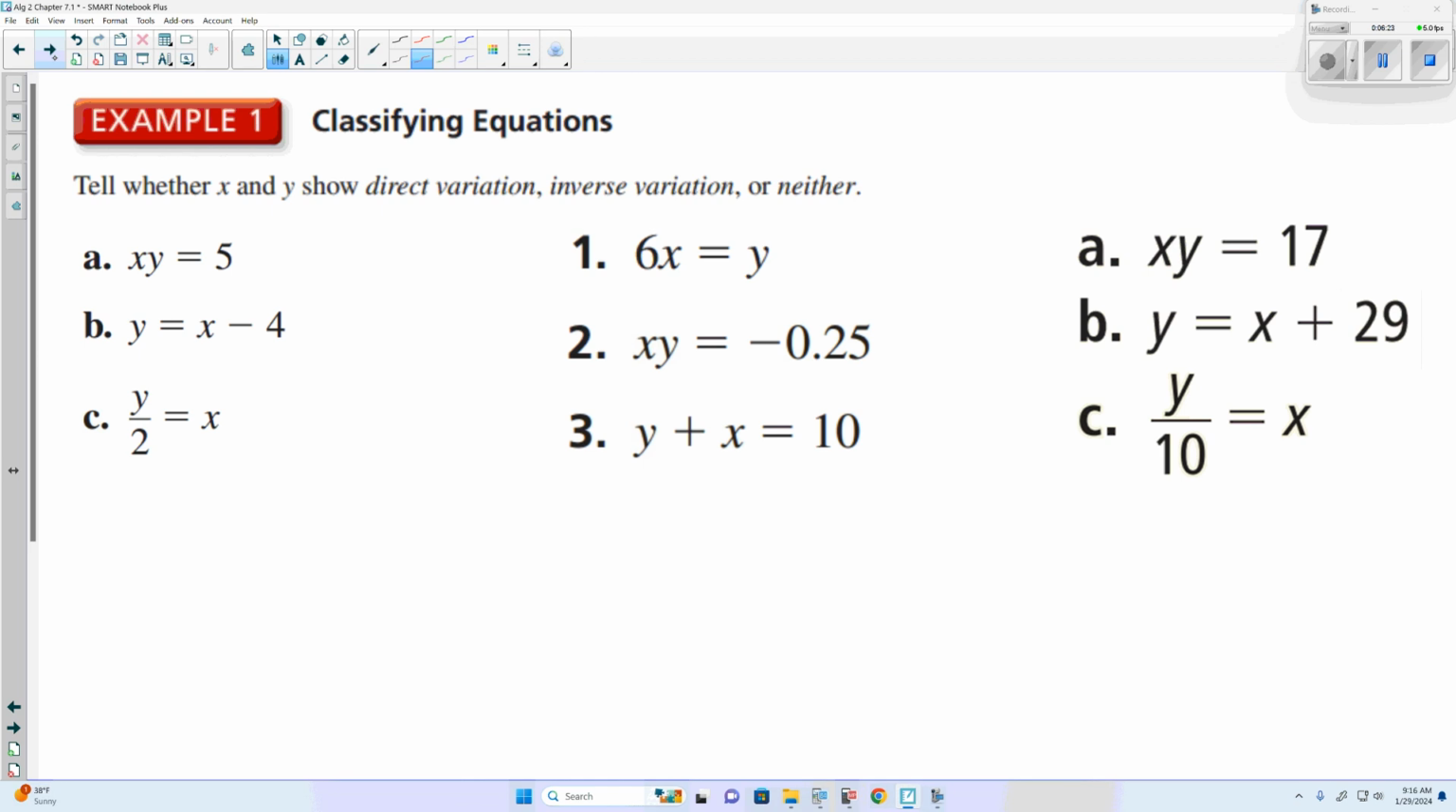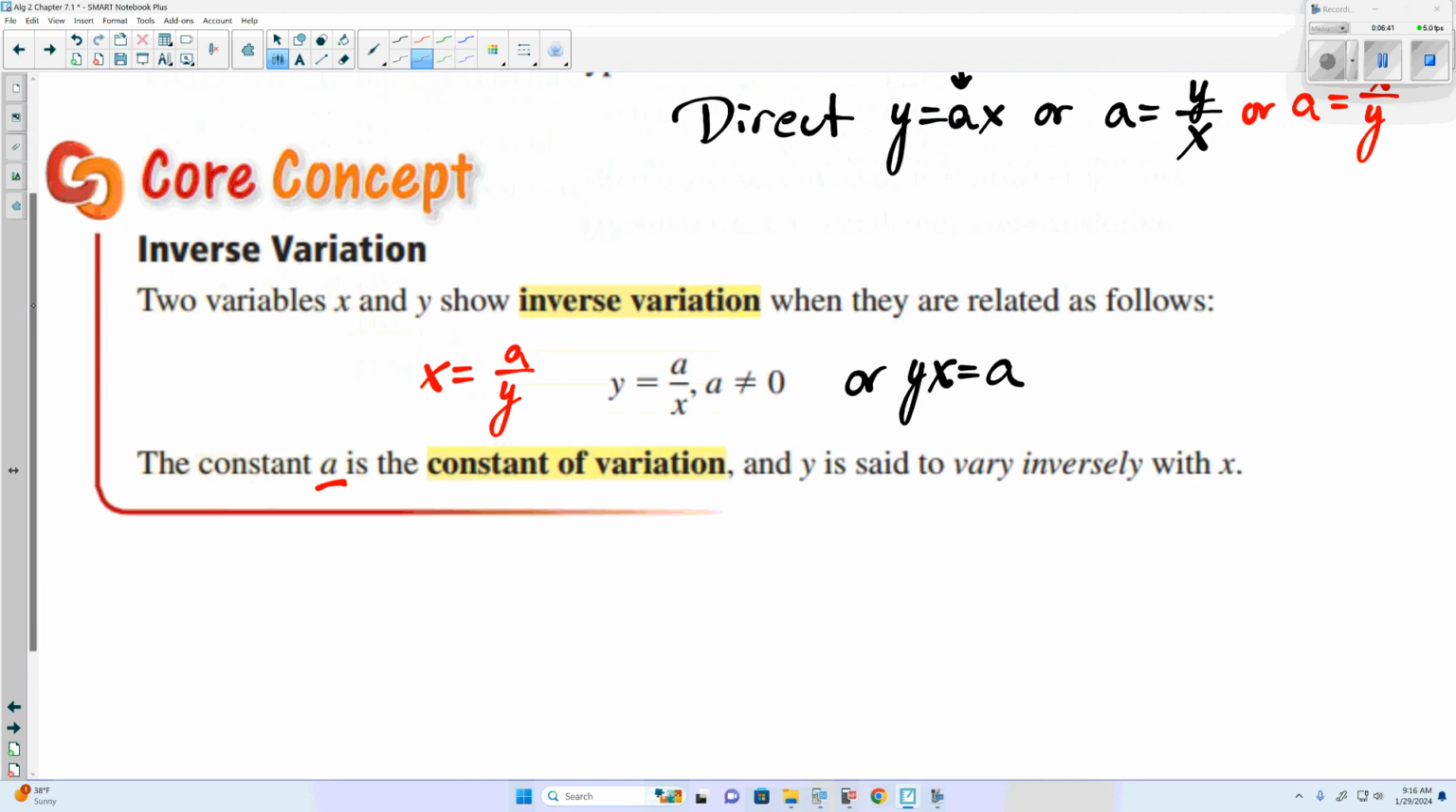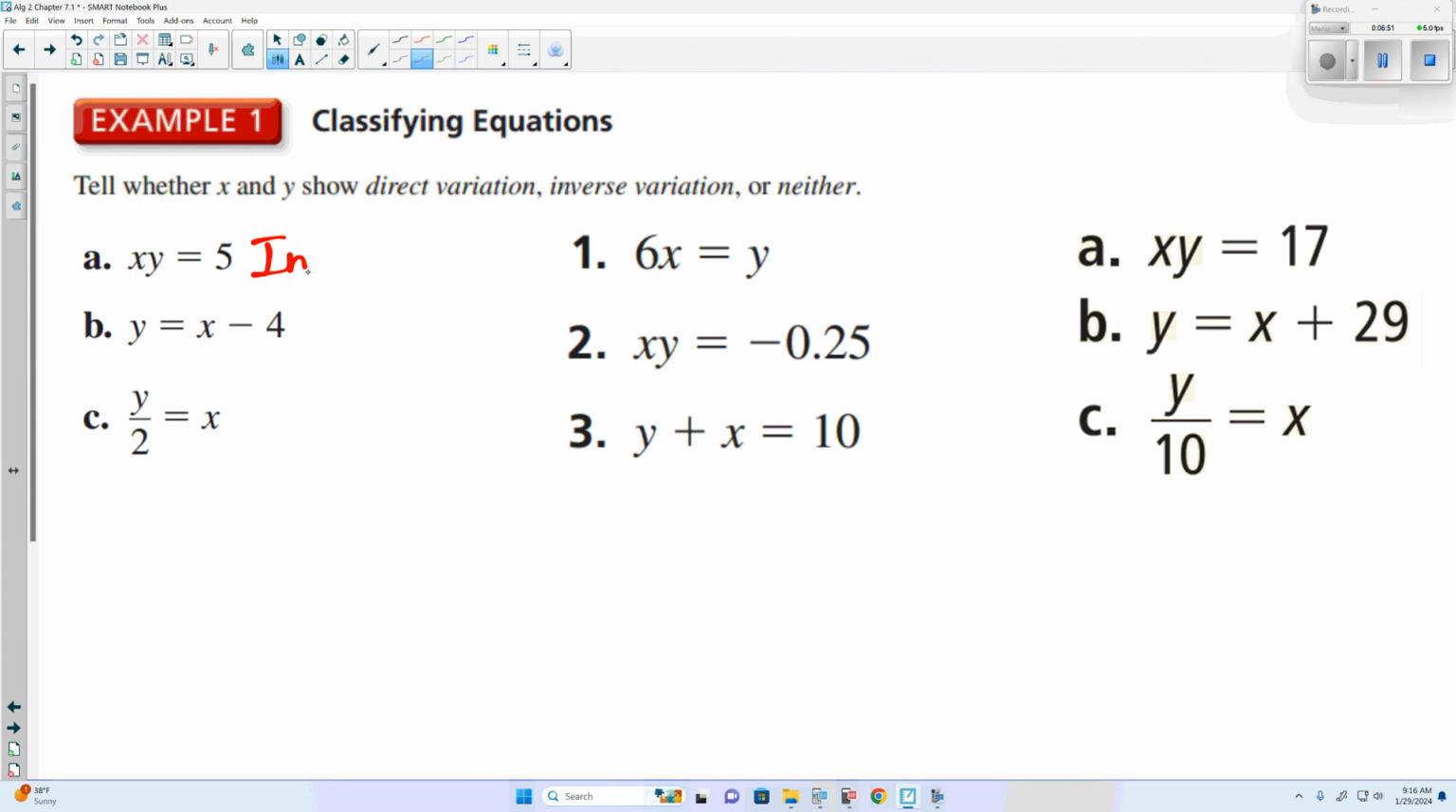Now, in years past, these were on different slides, but this year I decided to put them all together because there's not a lot to it. Because if we look at the first one, A, x times y equals 5. We want to determine if it's direct, inverse, or neither. And all we have to do is look at our different versions because we have x and y together. If we have them together and they equal a number, it is indeed inverse. It's an inverse variation.